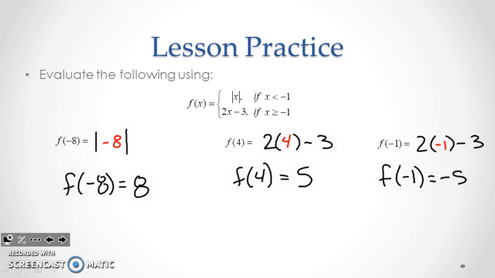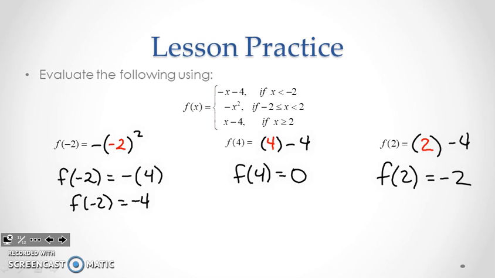And then my last one, this is my tricky one. Where does -1 fit in? Well, -1 is included right here on our bottom one. So I'm going to plug the -1 into the bottom equation. 2 times -1 is -2. Minus 3 gives me -5. So that's your first lesson practice.